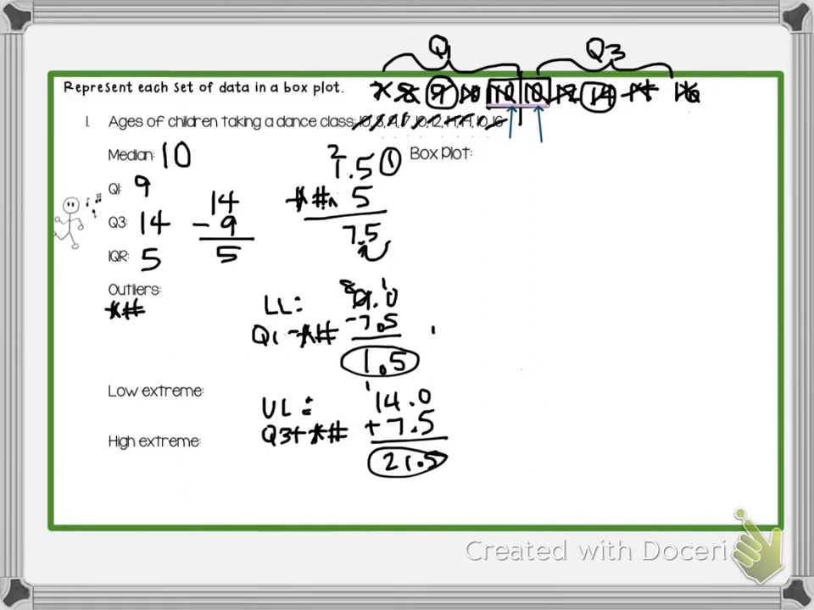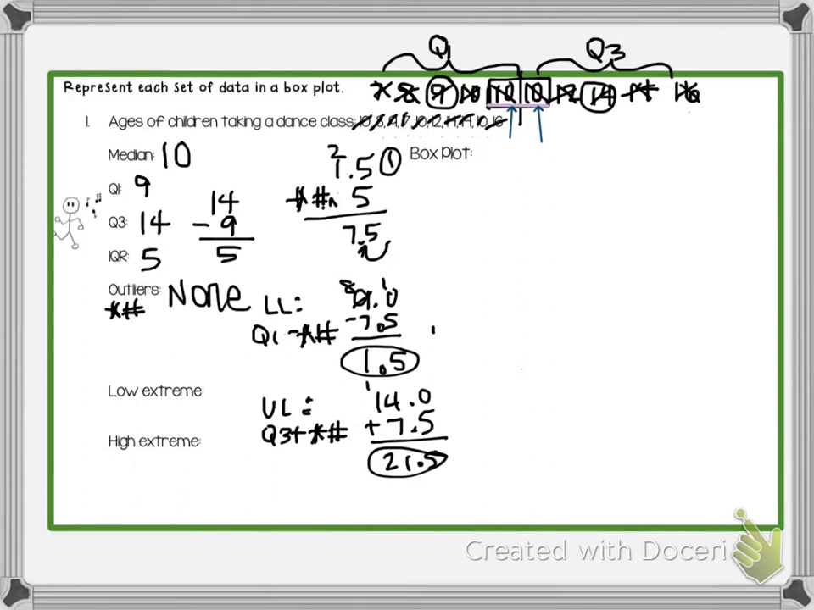Then we look at our values in our data, and are there any children who are less than a year and a half? The answer is no. The youngest child is 7. And are there any children older than 21 and a half? The answer is no. The oldest child is 16. So outliers: none.